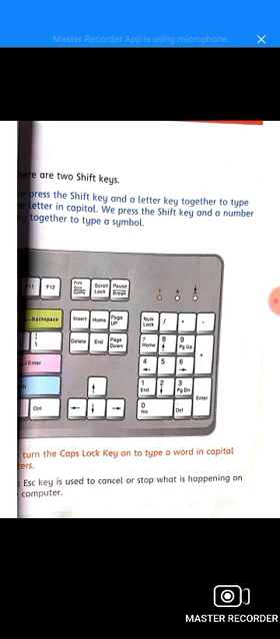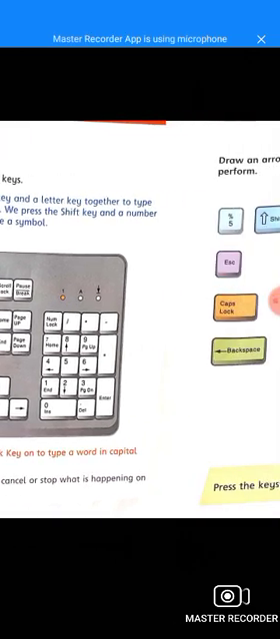Next, turn the caps lock on to type a word in capital letters. The escape key is used to stop any function or to stop what is happening on the computer.